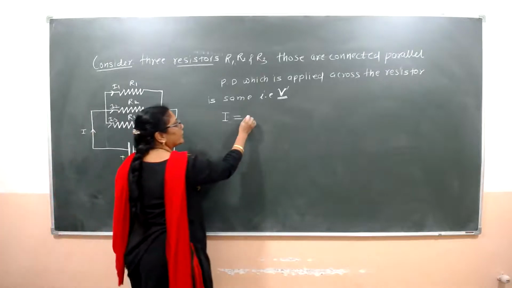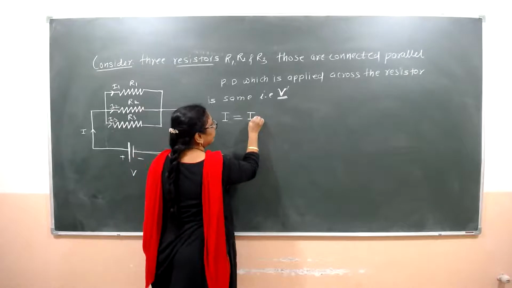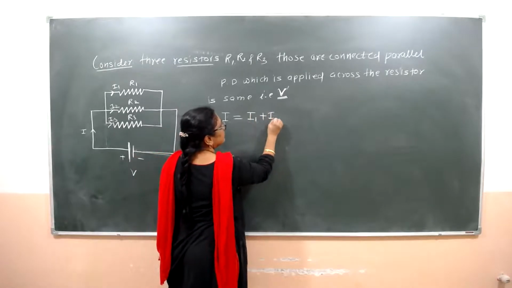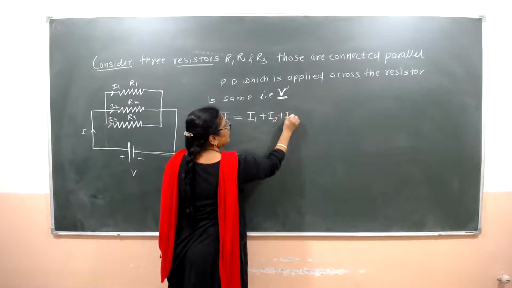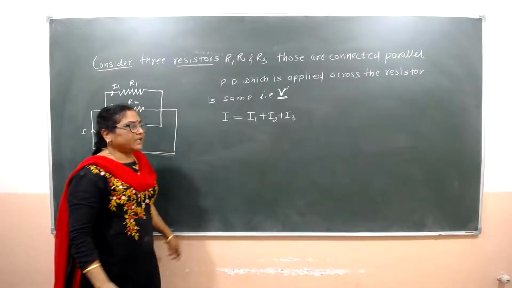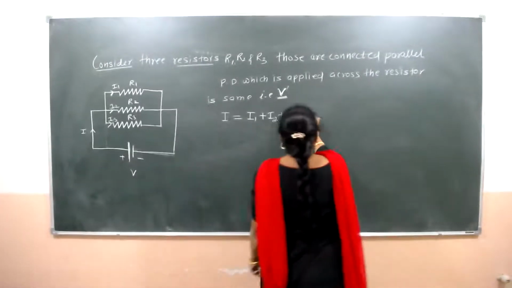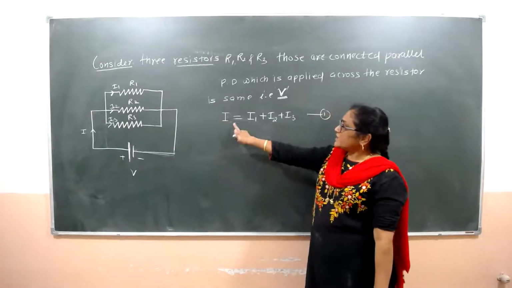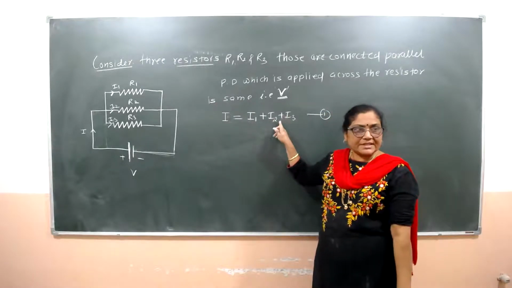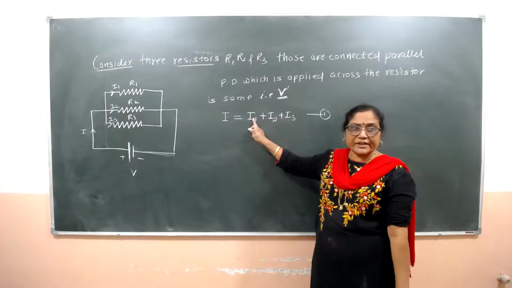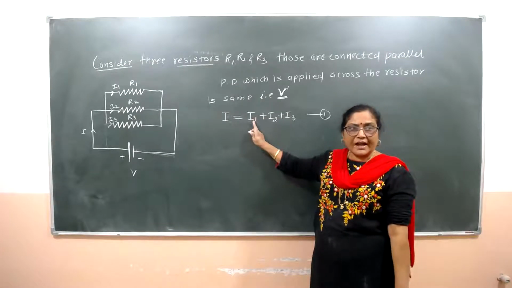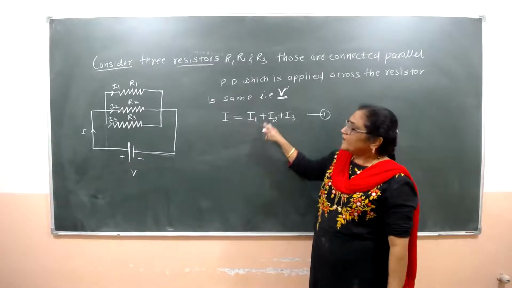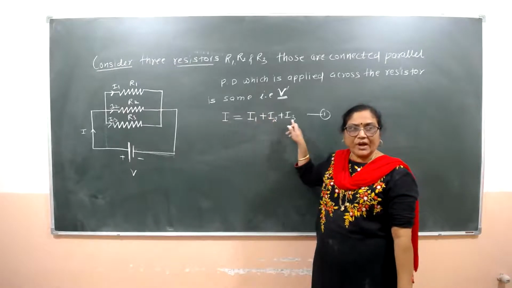Therefore, consider the first equation. I is equal to the total current, which is divided into three parts. That is, I is equal to I1 plus I2 plus I3. This is equation number 1. Then what is Ohm's law here? V is equal to I into R. Then find out the value of I1, I2, I3.